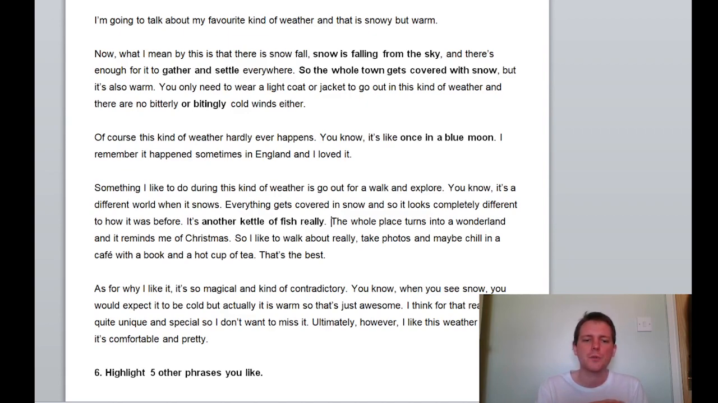The whole place turns into a wonderland and it reminds me of Christmas. So I like to walk about, really. Take photos and maybe chill in a cafe with a book and a hot cup of tea.